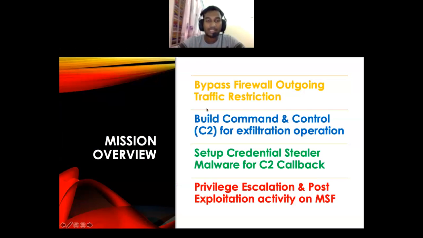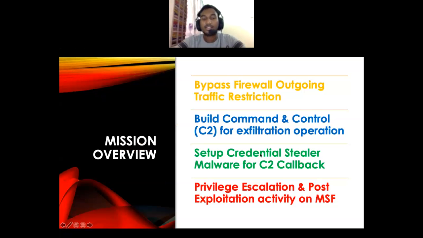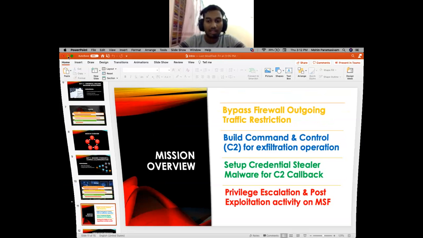So this is our basic mission overview. First, we're going to bypass the firewall's outgoing traffic restriction. Second, we are going to build our command and control. Third, we are going to set up our credential stealer malware, which we built yesterday, to call back to our C2 framework instead of sending out emails straight to our inbox. And finally, we are going to perform privilege escalation and post-exploitation activity. So that's the brief of today's activity.